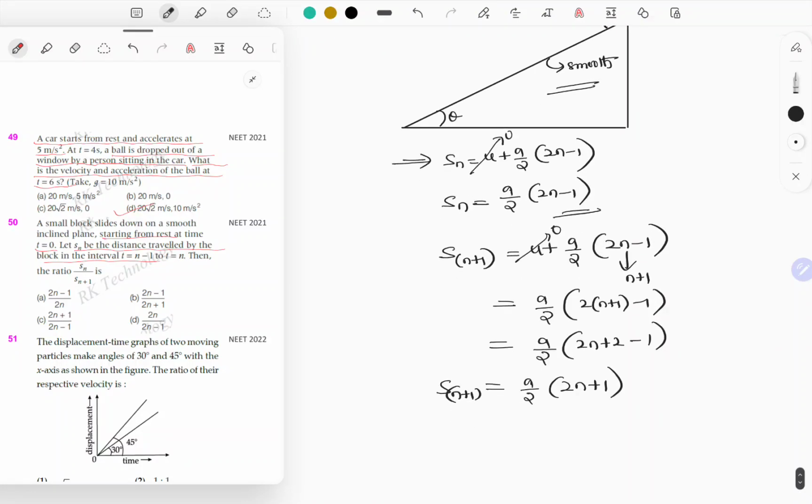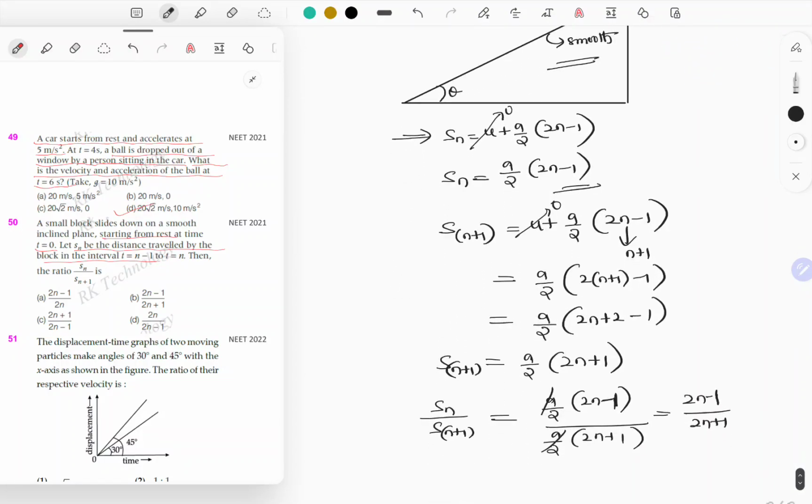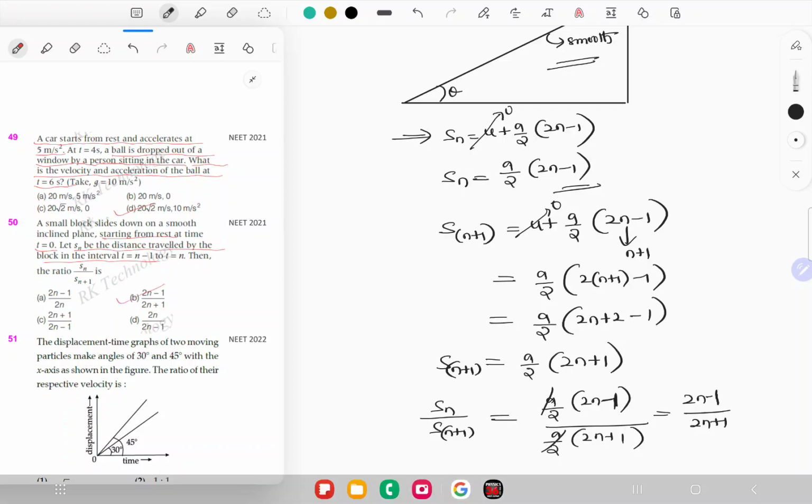Okay, now what's the thing they're asking? They're asking ratio of Sn by Sn plus 1, which is equal to Sn is a by 2 into 2n minus 1 divided by a by 2 into 2n plus 1. A by 2 will get cancelled. You're going to get 2n minus 1 divided by 2n plus 1. Which option matches? Question number 15. 2n minus 1 by 2n plus 1. Option B. Very good.